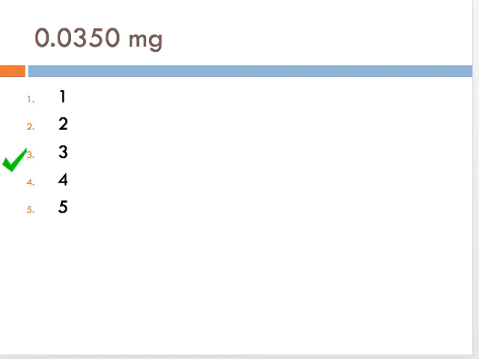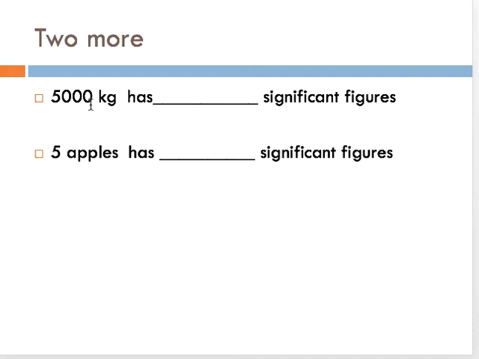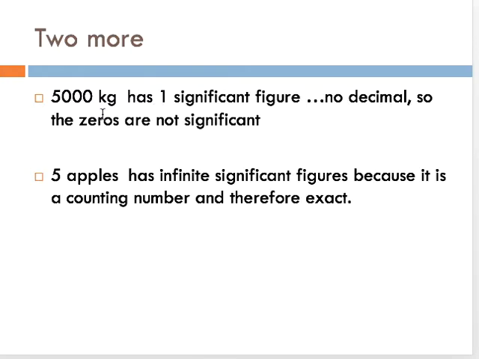Okay? And then finally with these, again, let's analyze this. We've got 5,000. Is there a decimal in the number? No. Okay? So it's only going to have 1 significant figure. 5 apples, this is a counting number. Okay, we know we have exactly 5 apples. We could put 5.0 on to infinity. We have exactly 5, so that's considered an infinite number. Okay, so 5,000 has just 1 significant figure, but because it's a kilogram, it's a measuring unit, whereas 5 apples, which is a counting thing, has an infinite number.